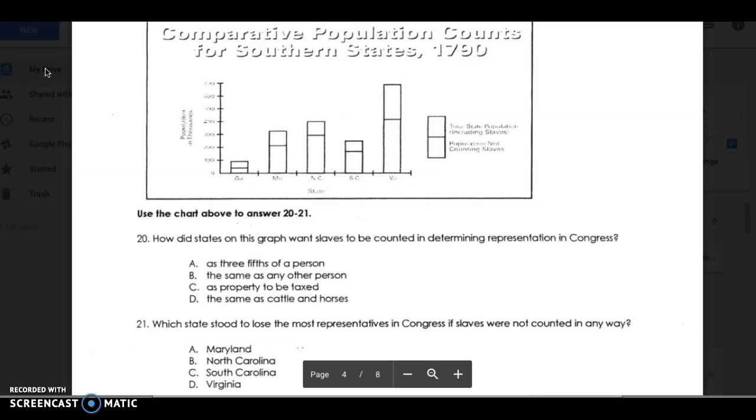Number 21. Which state stood to lose the most representatives in Congress if slaves were not counted in any way? A. Maryland. B. North Carolina. C. South Carolina. D. Virginia.